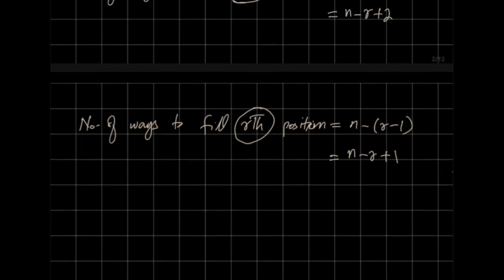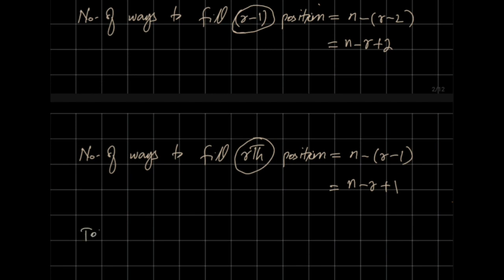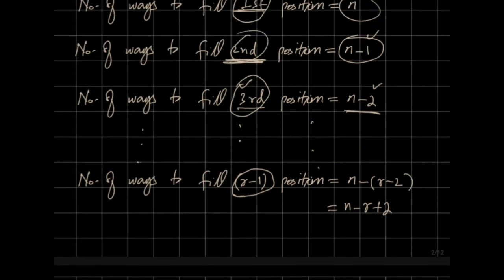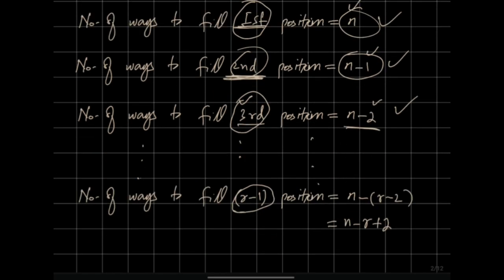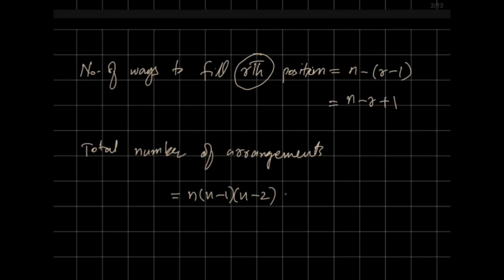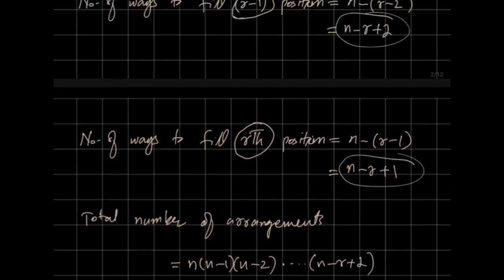Okay, so how many total number of ways are there? Total number of arrangements is the product of all of these. You can write it here. It is equal to n times n minus 1 times n minus 2, because here you have n, then n minus 1, then n minus 2, and on and on and on, n minus r plus 2, and then n minus r plus 1.